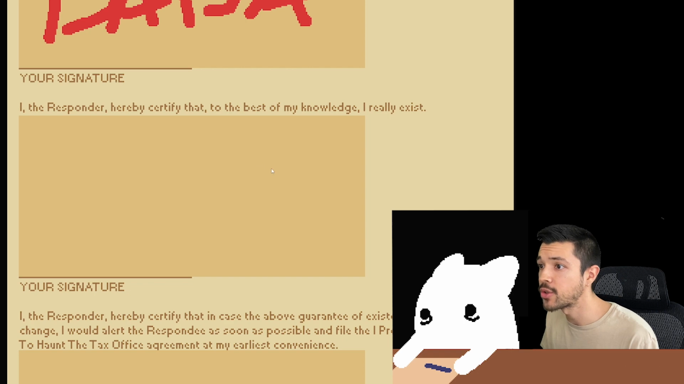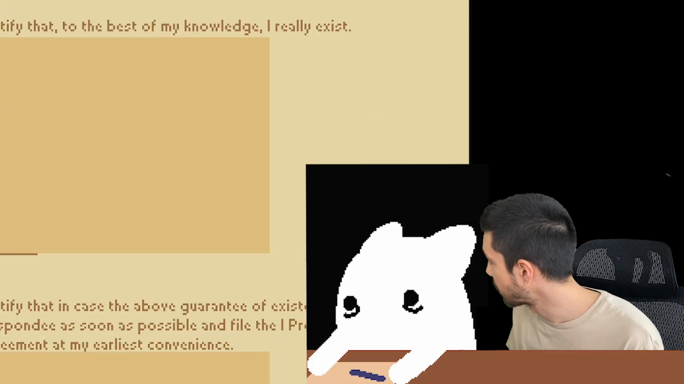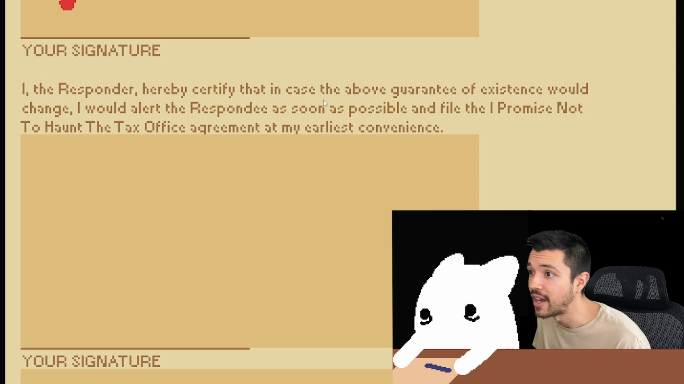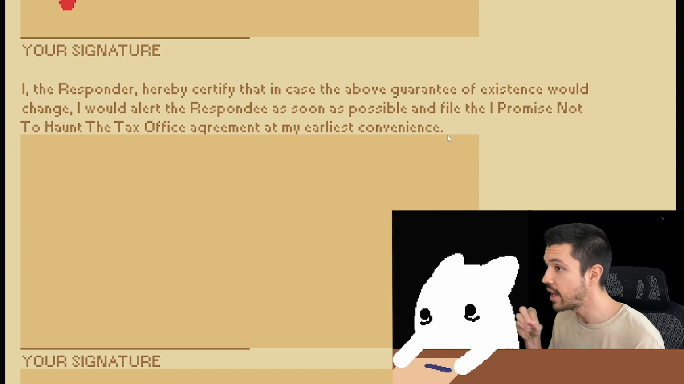I, the responder, hereby certify that to the best of my knowledge, I really exist. I mean, you would agree with that, right? I, the responder, hereby certify that in case the above guarantee of existence would change, I would alert the respondee as soon as possible and file the I promise not to haunt the tax office agreement at my earliest convenience. See, that's another area where I can come in. If you, for whatever reason, cease to exist, I can fill that out in your stead and then also simulate your thought process in these forms.